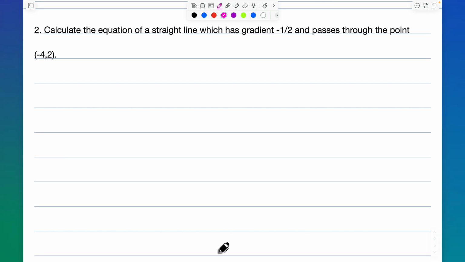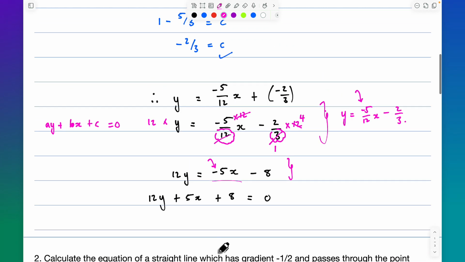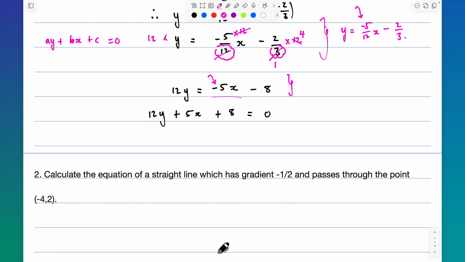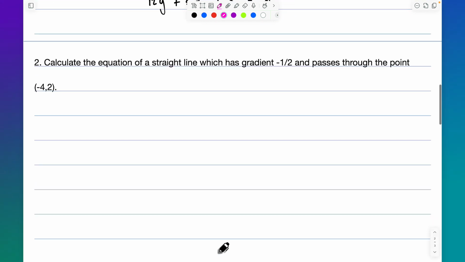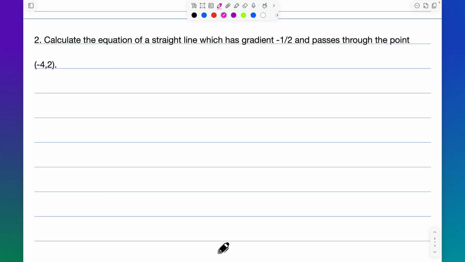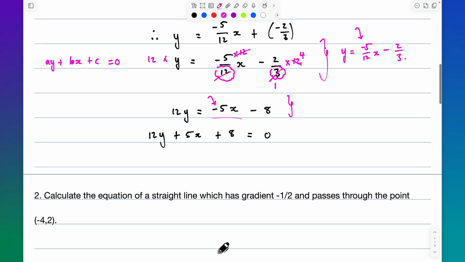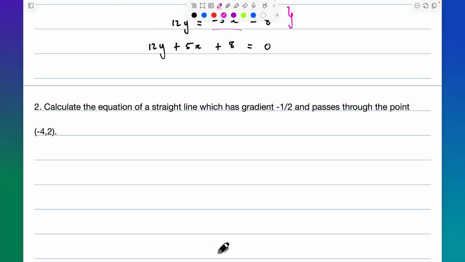Right, the second example says, calculate the equation of a straight line which has gradient negative 1/2 and passes through the point negative 4 and 2. So we talked in our introduction video about the two ways that we can find the gradient of a point. We can always do the same thing that we've done here, right? Where we have two points to calculate the gradient, and then once we do that, we plug and play. Or if you've already been given the gradient, you can just start off with plugging and playing from the jump, right? Where you say, okay, I already have my m. In order to calculate my c, I just put the y and the x in and then calculate.